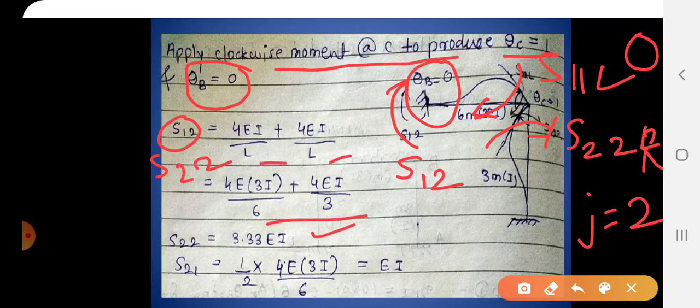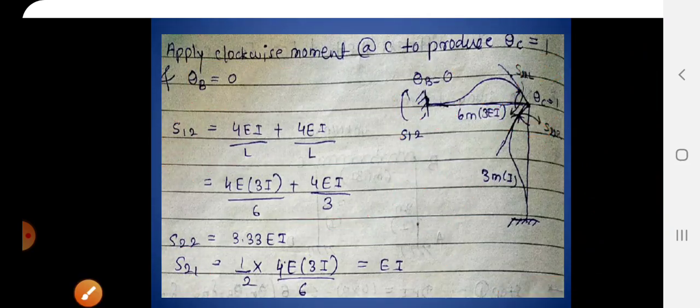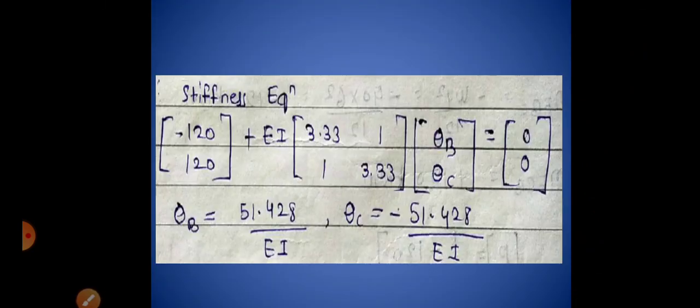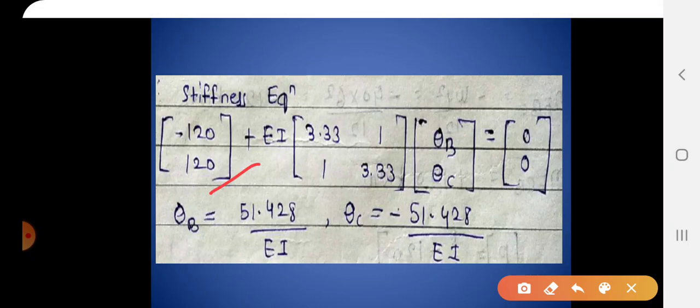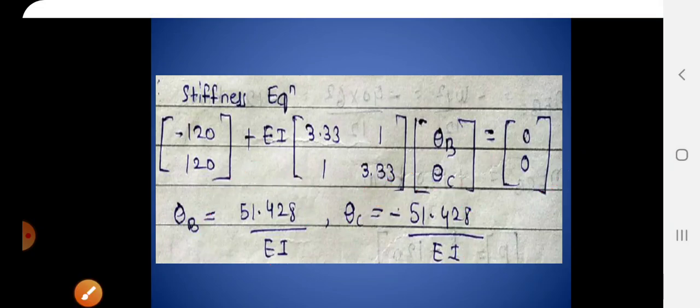Putting respective values, you will get this value, and then please read this as S12. Okay, S12 is equal to half of S11L. So now we have derived the stiffness matrix. Then go to step 4, use the stiffness equation: P plus S into R equal to PD. Therefore you will get the values of theta B and theta C.